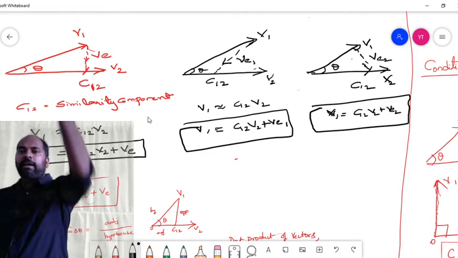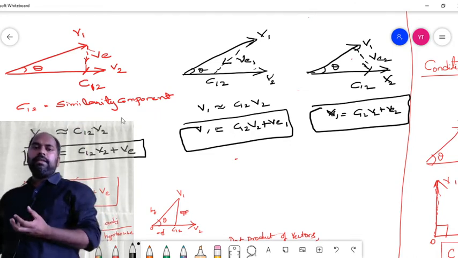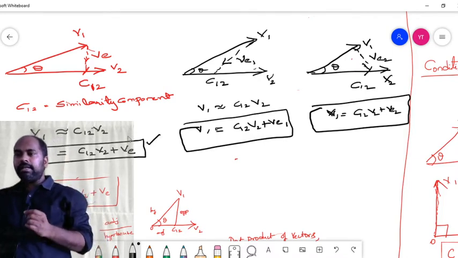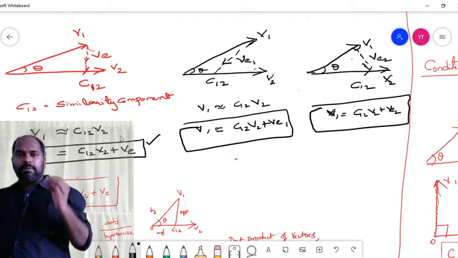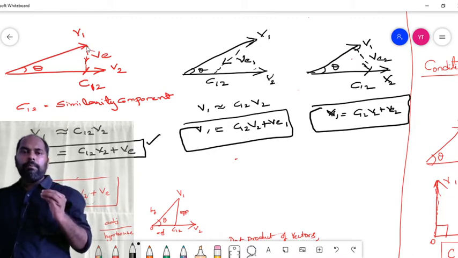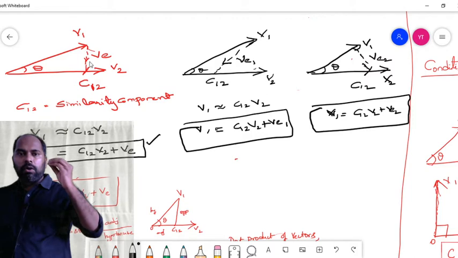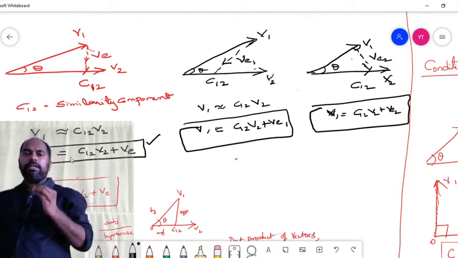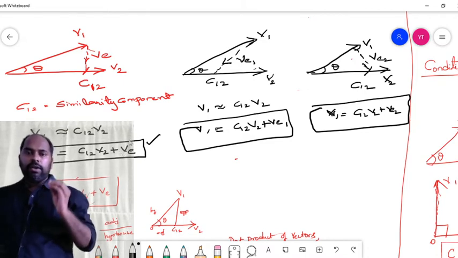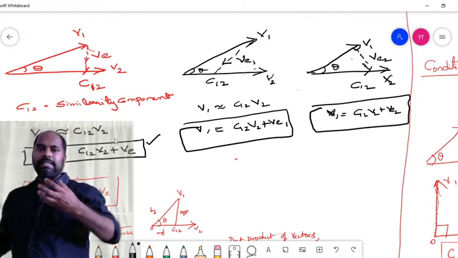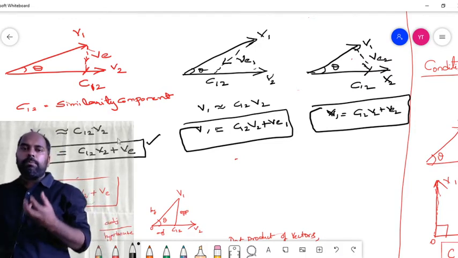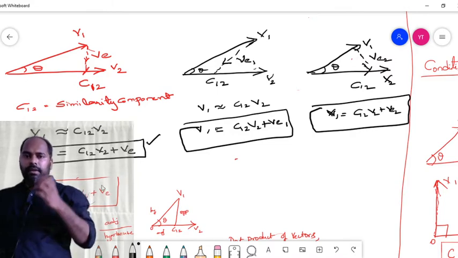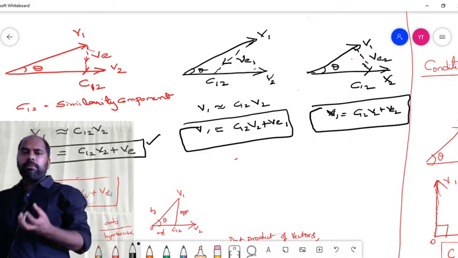So what is the generalized method we are going to use? Whenever you want to find the similarity between two vectors, very simple: we draw a perpendicular line from the tip of V1 onto V2. Therefore, V1 is approximately equal to C12 V2, and V1 is equal to C12 V2 plus VE. You have to be very thorough with this concept, because this is a very important topic in the entire first chapter.